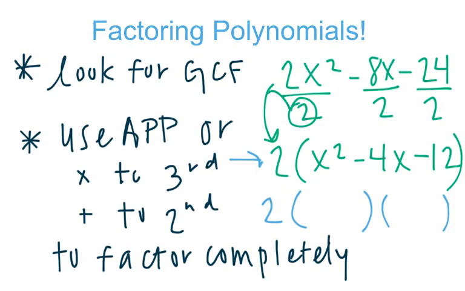So just a quick little review. When we're factoring, we always first want to look for the GCF and then factor it out if we can. And then we're either going to use the app or our factoring rule to factor completely. So let's see some examples to try that. So how about this example? We have x squared plus 11x plus 30.